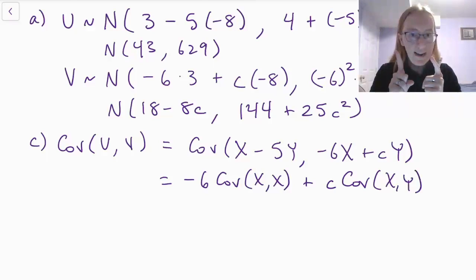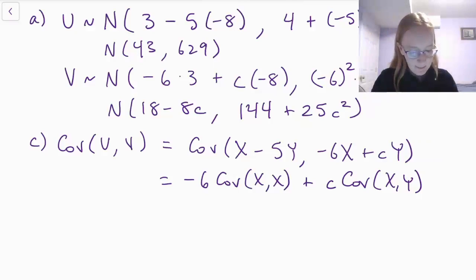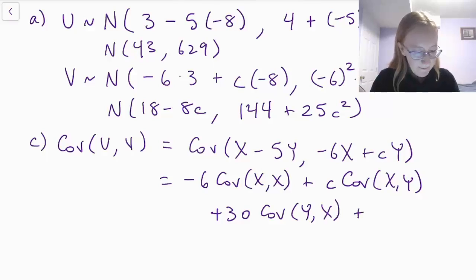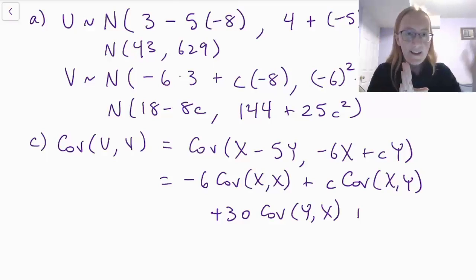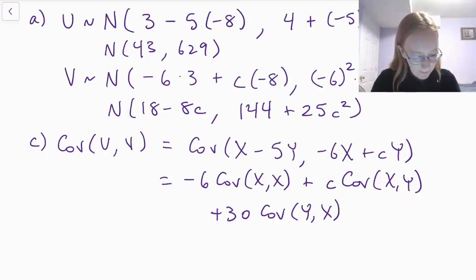Inside, so negative 5y with negative 6x, the negatives are going to cancel out, and we'll have 30 times the covariance of y with x, pardon me. And then finally, last, negative 5y and cy is going to be negative 5, so that'll be minus 5c times the covariance of y with y.